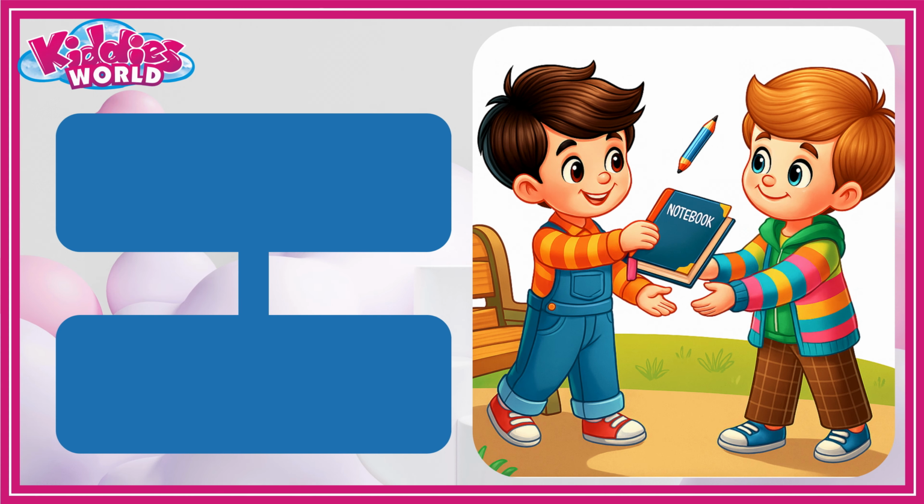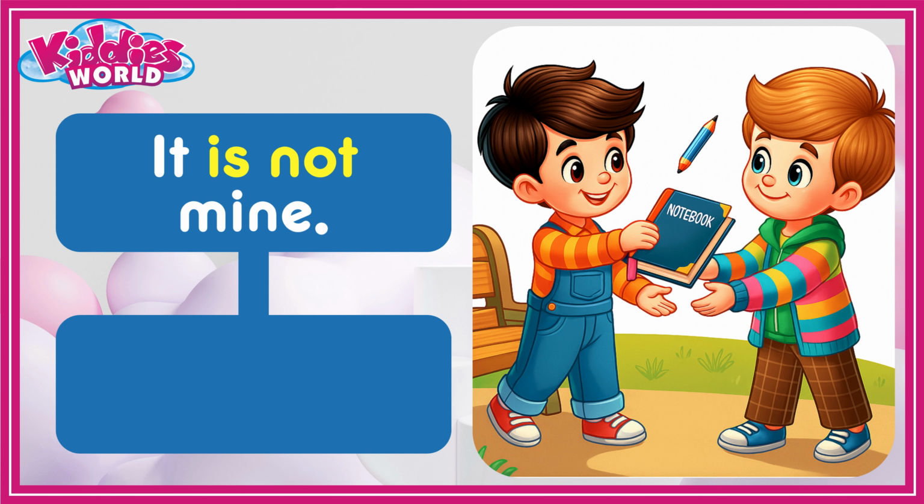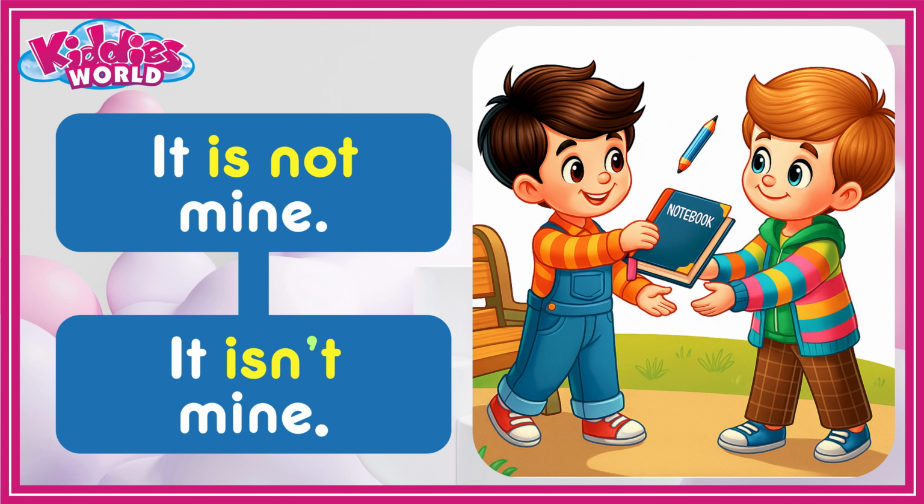Now look at this one. It is not mine. It sounds a bit long again. Let's make it short and smart. It isn't mine. We just joined is and not and added an apostrophe. These are called short forms or contractions. We use them to speak faster and sound friendly.